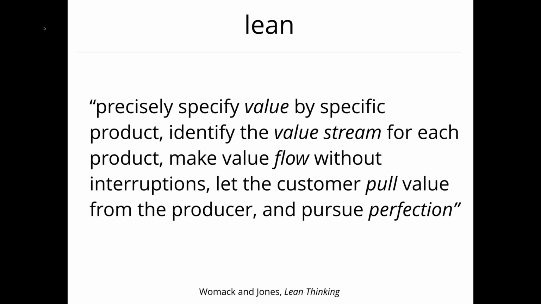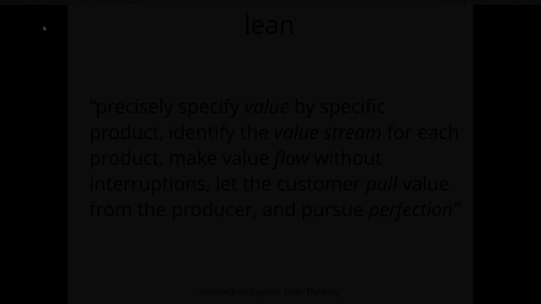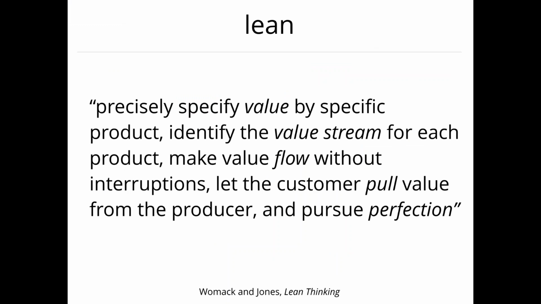Lean fundamentally comes from the Toyota production system and the study of the Toyota production system and the application of the other industries, primarily within manufacturing, but more recently within service industries as well. So this definition you can see on the screen is from Womack and Jones, two of the most important thinkers in the Lean movement. And they say that Lean is about precisely specifying value by specific product, identifying the value stream for each product, making value flow without interruptions, and letting the customer pull value from the producer and pursue perfection.